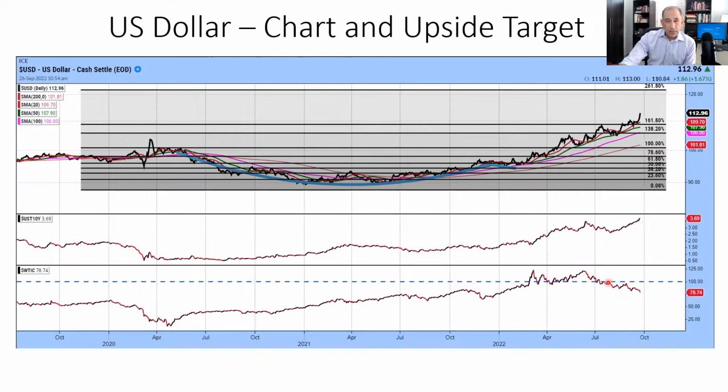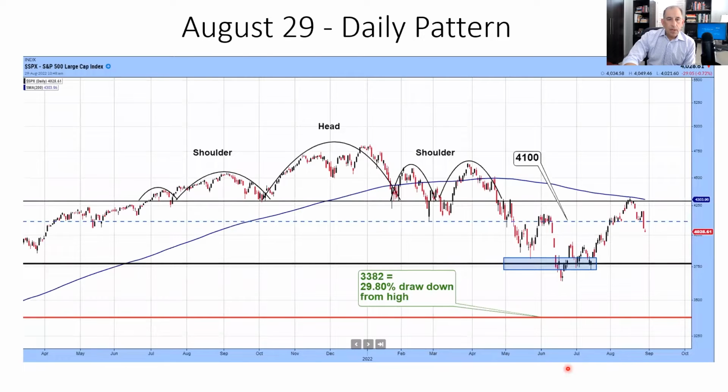So you are seeing sort of a ripple effect. This dollar is, again, like I said, a wrecking ball in a lot of areas. So let's go here to the next slide. So I'm just looking at the S&P.